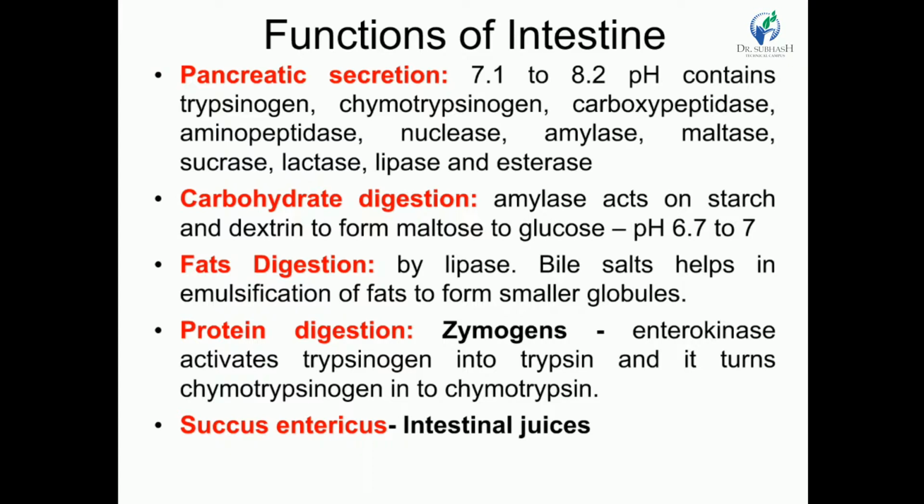Intestinal lipase acts on fat material and converts fats into fatty acids. Sucrase acts on sucrose, maltase on maltose, lactase on lactose, and amylase acts on starch, and finally they get converted into glucose, fructose, and galactose.